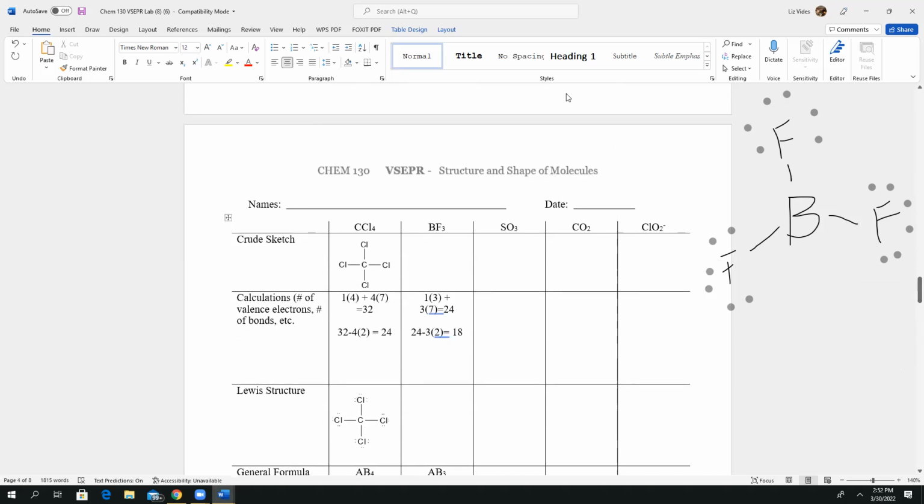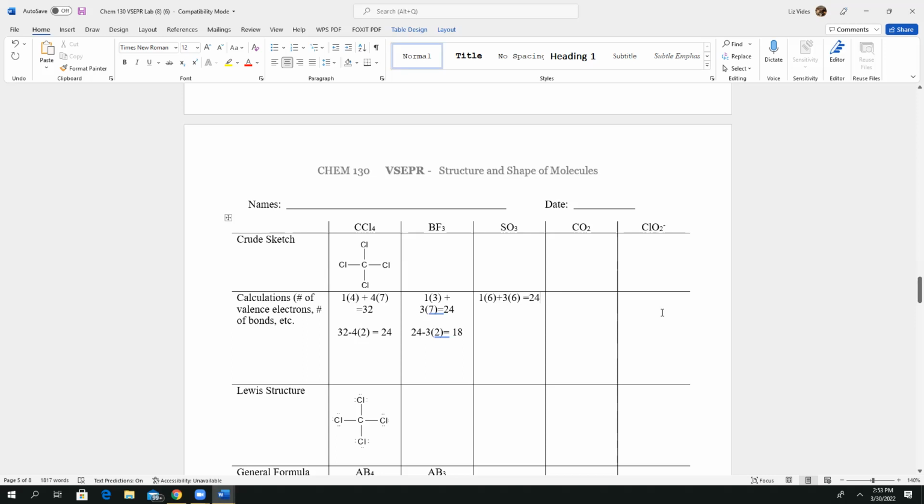Okay, so I'm going to clear all of my scribblings, and that's where you should have put that in there and there. Okay, the next one is SO3. So we're going to do the math. 1 sulfur times 6 plus 3 oxygens times 6 also, for a total of 24. All right, so let's do what we know.